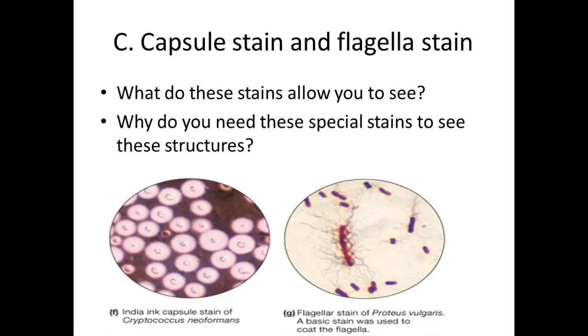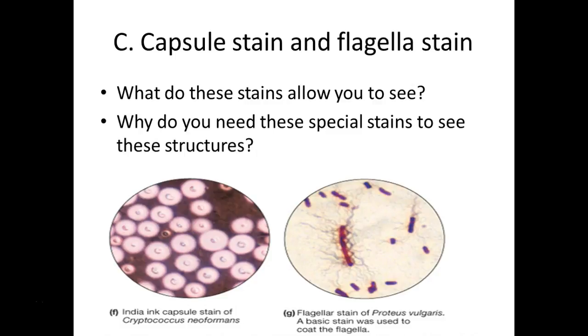Knowing that an organism has endospores can be really beneficial in identifying it. And then, as these guys say, what do these stains allow us to see? Well, a capsule stain allows us to see a capsule. A flagella stain allows us to see the flagella, right? Why do you need special stains to see these structures? So when you look at the capsule, here's the cell, it's only partly stained. This clear halo is the capsule, and then you have this dark background that's also stained. Capsules don't stain.